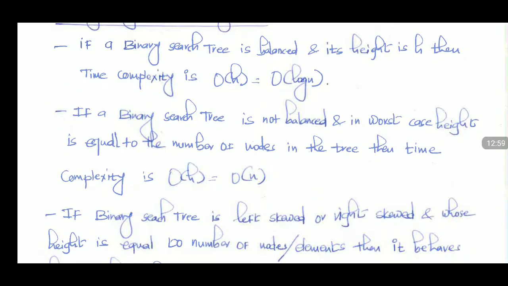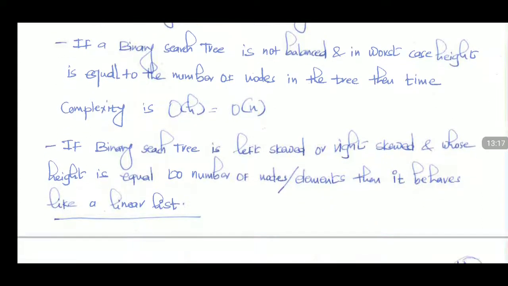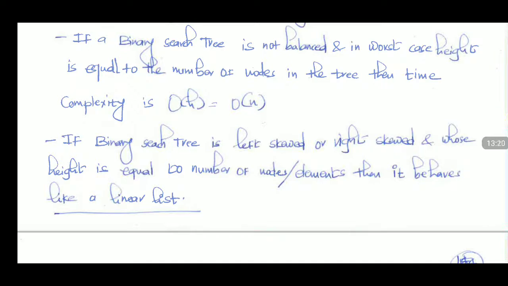If the binary search tree is not balanced, then in the worst case the height is equal to the number of nodes present in the tree. Then the complexity is going to become directly big O of n. If the binary search tree is left skewed or right skewed, then we'll get a linear representation, and because of that, the complexity of the algorithm becomes big O of n.